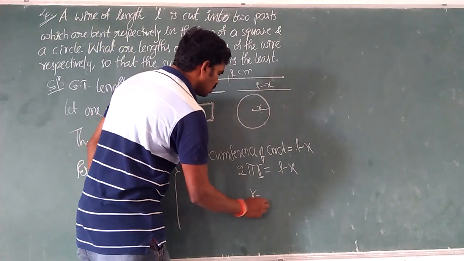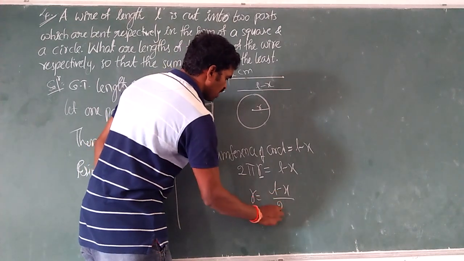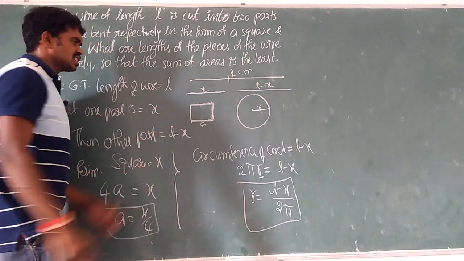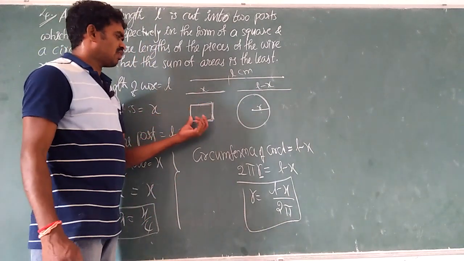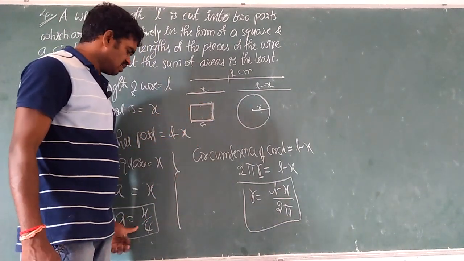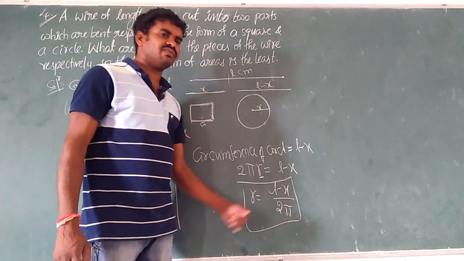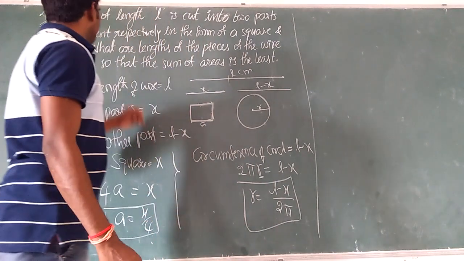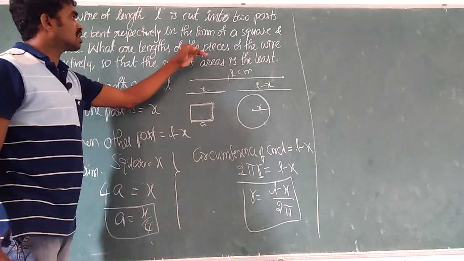So small r equals (L minus x) by 2 pi. Now we have two parts, one is a square, one is a circle. We have found the square's side and the circle's radius. What we have to find, the question depends on the lengths of the pieces.